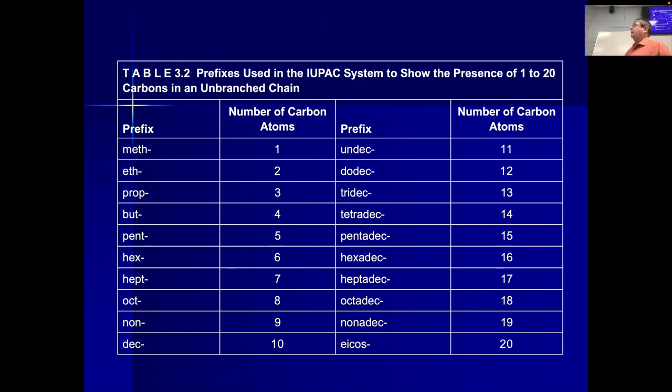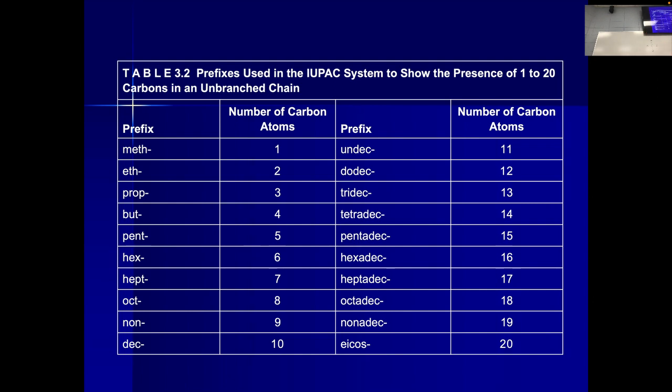So, again, for the parent, I'm gonna hold you responsible for the first 10. So if your longest chain has one carbon atom, it's gonna be meth. Not the drug, right? Just M-E-T-H. So methane, this is natural gas. It only has one carbon atom in its parent chain. Eth is 2, prop is 3, but is 4, pent is 5, hex is 6, hept is 7, oct is 8, non is 9, and dec is 10. The book may hold you responsible for some other ones. You can look that up. But you need to be able to know the first 10.